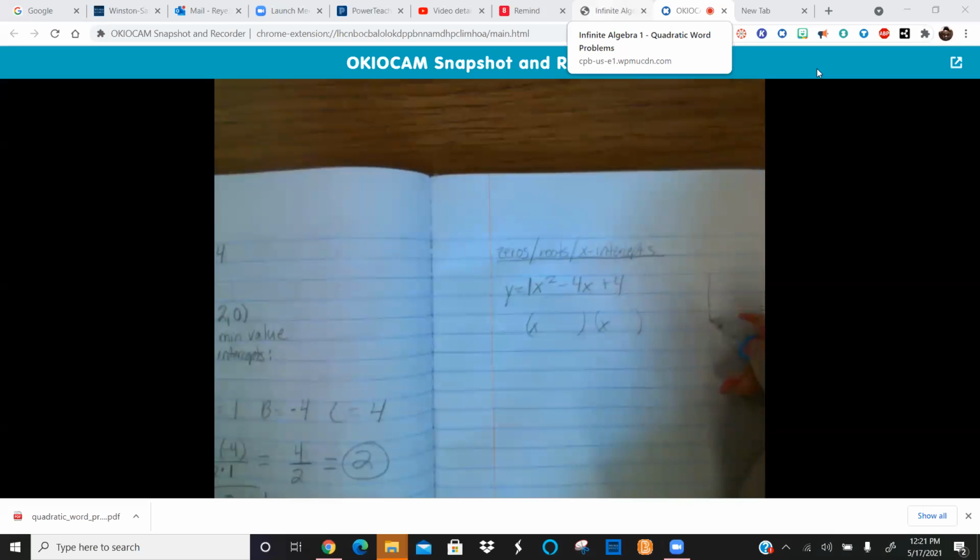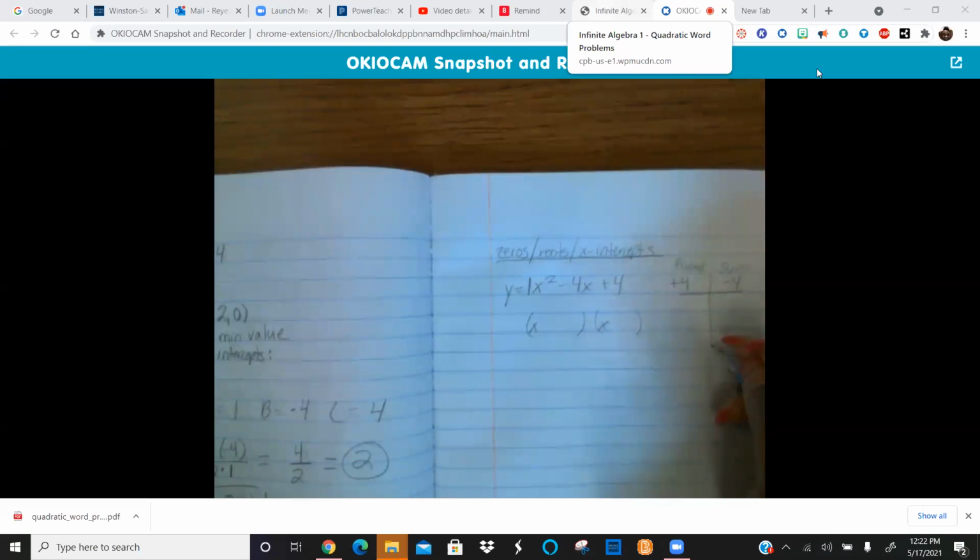Now you're going to make a table. This last number is a positive 4. So you're going to think, what two numbers can be multiplied together? Let me put product up here. What two numbers can be multiplied together to give you a positive 4, but when you add them together, you get the middle number, which is a negative 4?